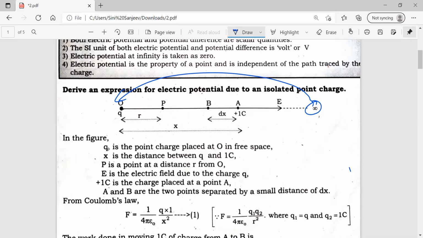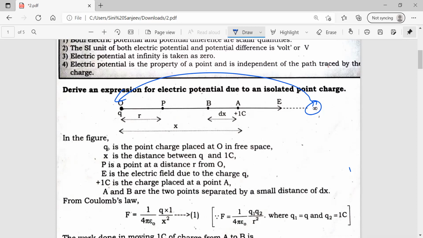You got the point, huh? So for that particular thing, how much work is to be done, or what is the potential? Electric potential is basically the work done to move a point from one point to another. That's it. So for this, we use Coulomb's law. So we know what Coulomb's law is.